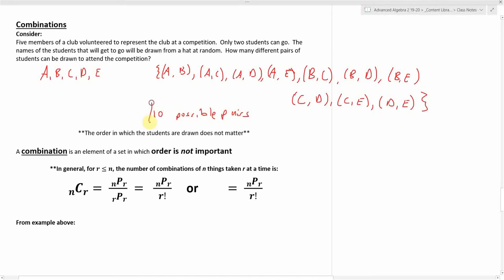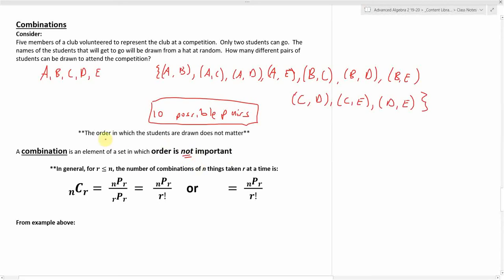It doesn't matter the order that they get picked in, or the order that they get on the bus, or the order that they enter the competition. They're going to go and compete together. So order does not matter. This is a situation where we talk about combinations. A combination is a selection from a set in which order is not important. That's the key here. Order does not matter for combinations.